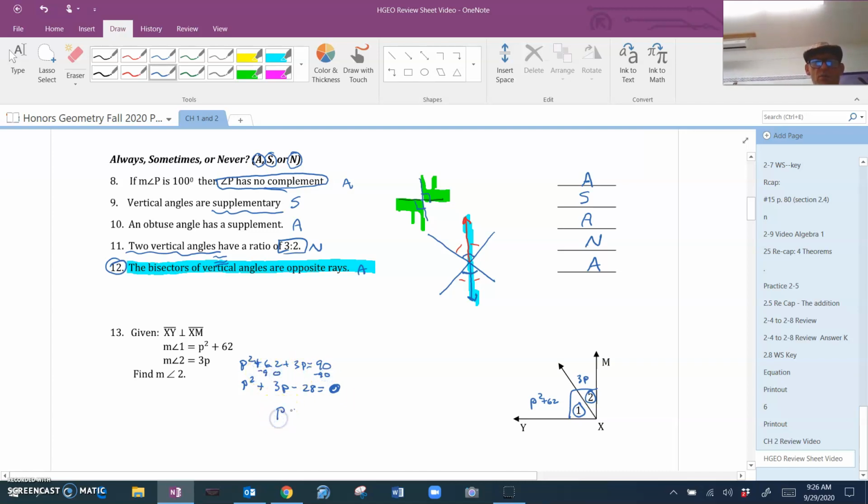So p plus 7 times p minus 4 equals 0. So p equals negative 7, p equals 4. Now, we can throw out the negative in this problem because when we multiply it by 3 over here, we get a negative number. So p is equal to 4. Now we want to find the measure of angle 2. We multiply it by 3, and we get 12 degrees.